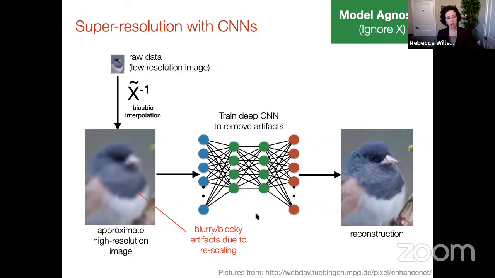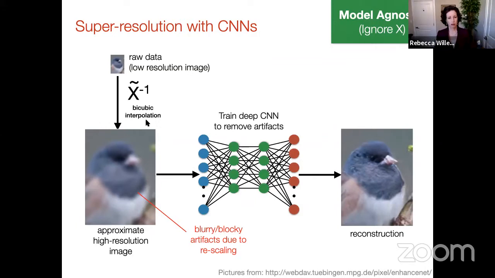Then we might train a machine learning system, like a deep convolutional neural network, to map this approximate high resolution image to a high resolution, high quality reconstruction that does not exhibit the blurring or blocky artifacts that we might have had from this very coarse initial inversion, in this case corresponding to bicubic interpolation. This is an approach that's received a fair amount of attention in the literature, particularly in the context of super resolution and deblurring, where the forward model under consideration is relatively benign.